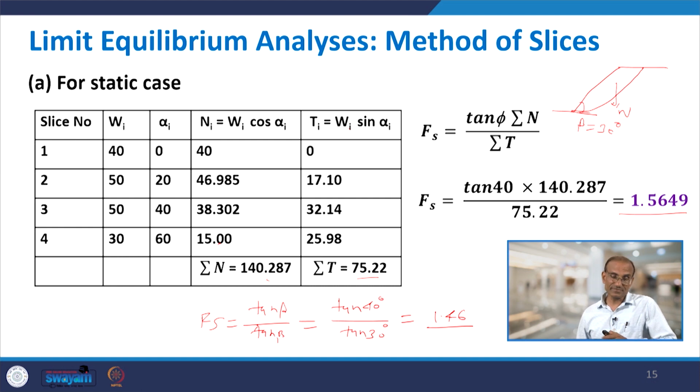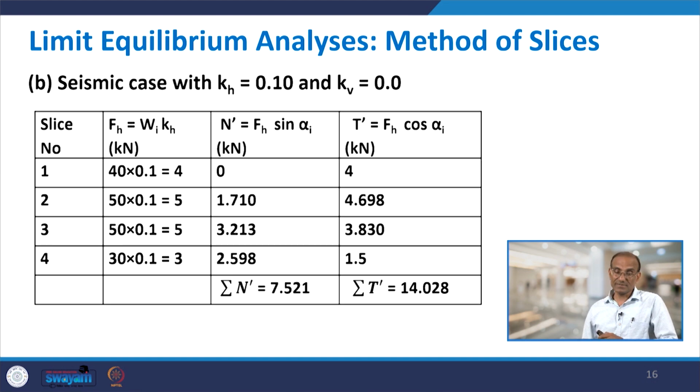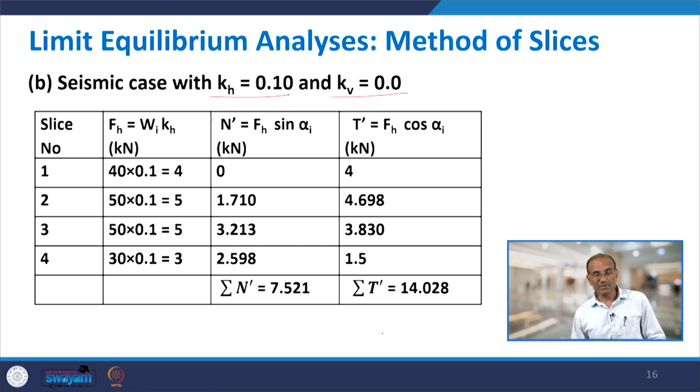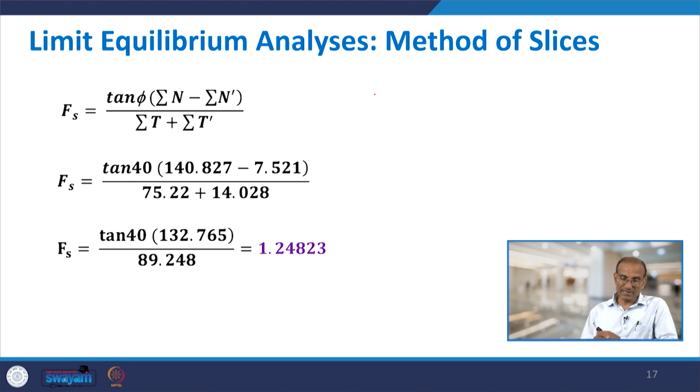Now, we consider the second case, which is called the seismic case, with the coefficient kh equal to 0.10 in the horizontal direction, and kV equal to 0. When kV equals 0, your formula will be simplified to this one, tan phi times sigma n minus sigma n dash. Sigma n and sigma t are already available to you from the last calculation. So, you need to calculate n prime and t prime, which is done here. N prime is fh into sin alpha i, and t prime is fh into cos alpha i. So, the tabulation has been done. Ultimately, in the seismic case with kh equal to 0.10 and kV equal to 0, once you put in these numbers, you get a factor of safety equal to 1.24823.